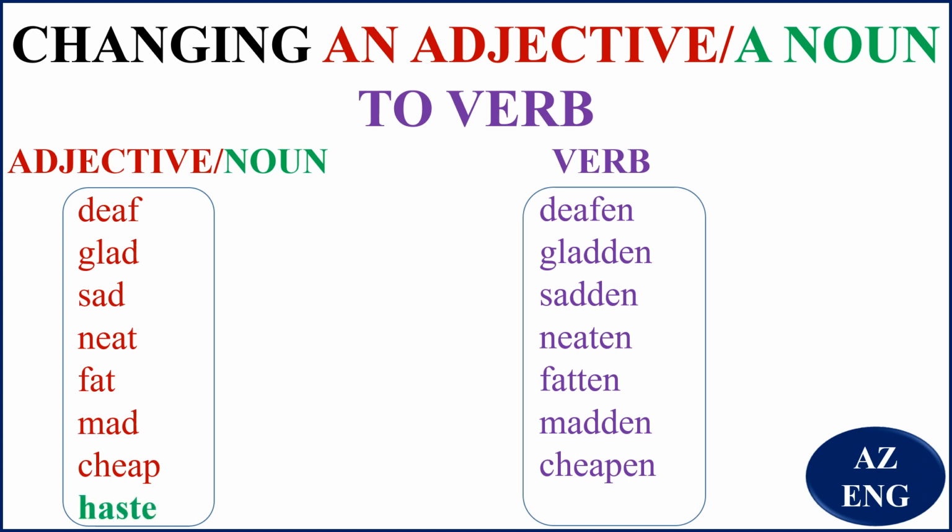Haste. But this one, haste, like you see the color, is a noun. So I mean the quickness, fastness in doing something. The action, we say what? Hasten. To do something with more quickness, what do? You hasten. It's very simple.